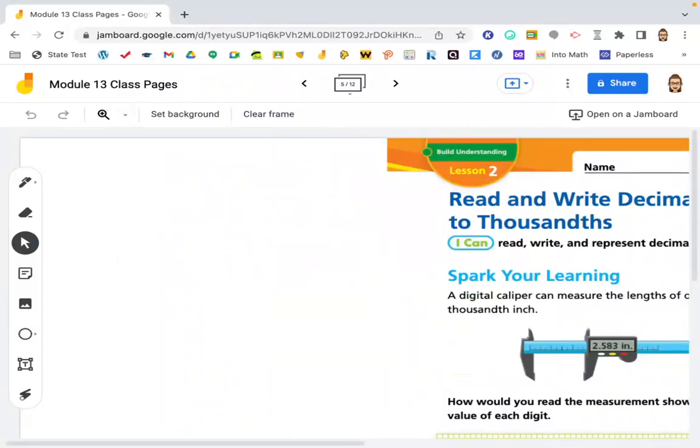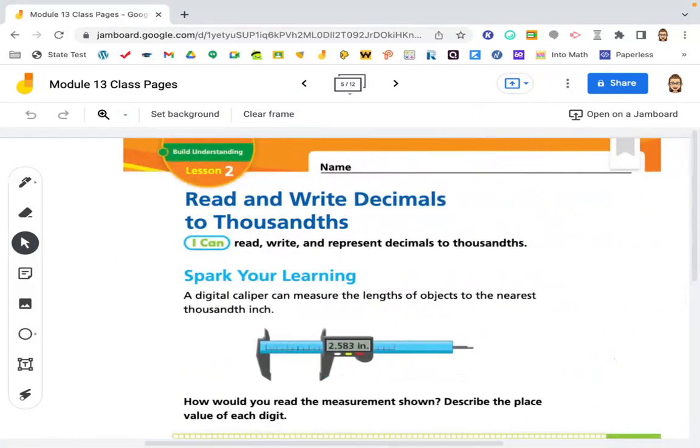Hello, my mathematicians. Today we are looking at Module 13, Lesson 2, which is all about reading and writing decimals to the thousandths. Hopefully, by the end of this lesson, you'll be able to read, write, and represent decimals to thousandths.